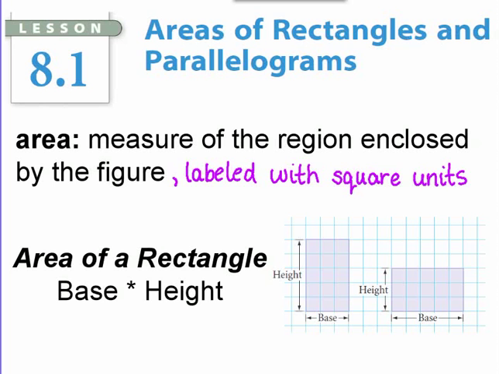We're dealing with the area of a rectangle. Area of a rectangle is base times height. Now notice how this works. It works if a rectangle is up and down, or if a rectangle is side to side. Notice how the base and the height are labeled. We have a base and a height on our first one, and a base and a height on our second one. So let's go ahead and see what we have on the next slide.